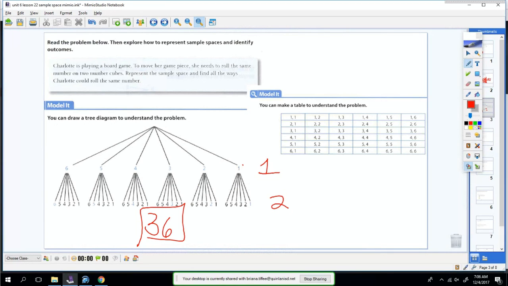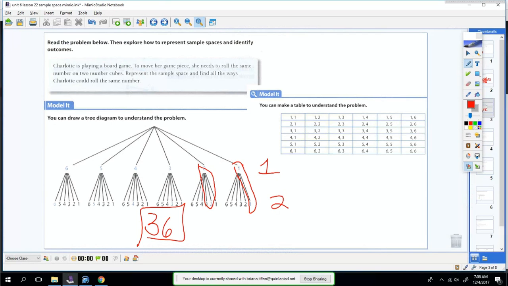Okay? But the thing is, they want to get a roll with the same number. So the first roll and the second roll have to be the same. So this one is what they want. The 2-2 is what they want. The 3-3 is what they want. The 4-4, the 5-5, the 6-6.